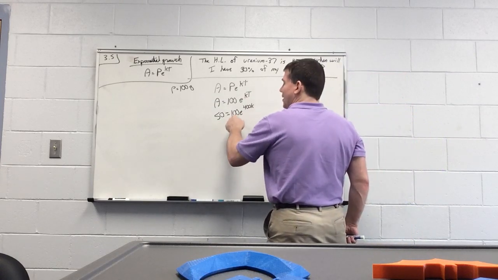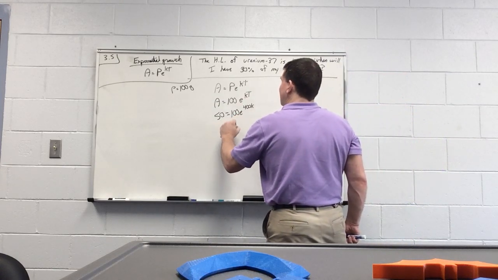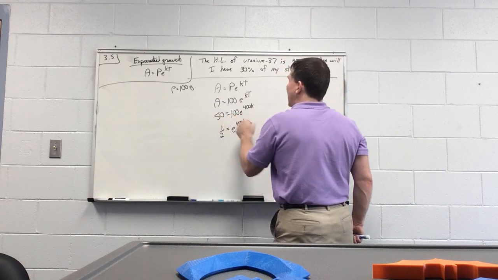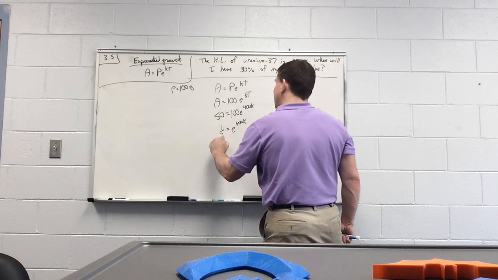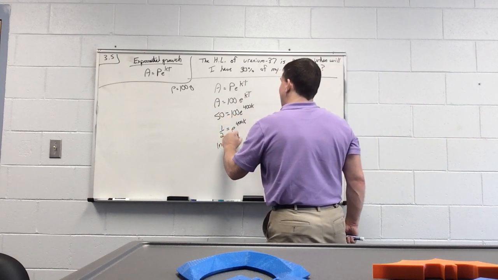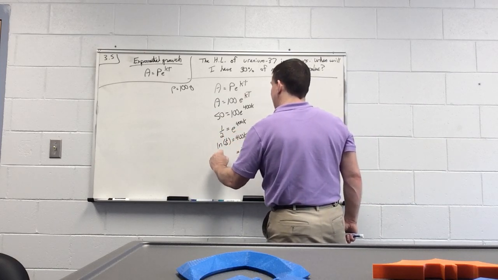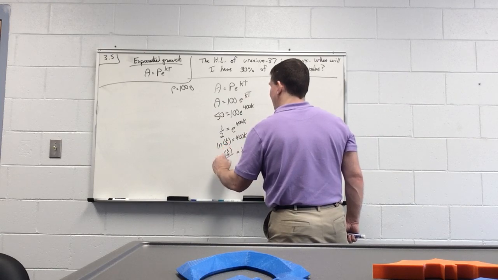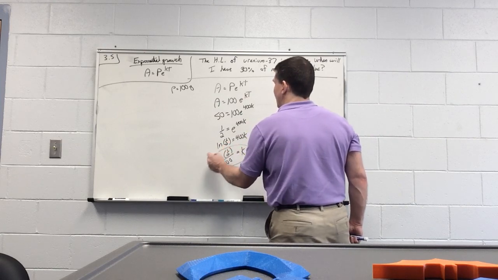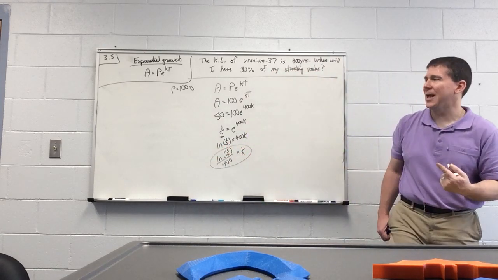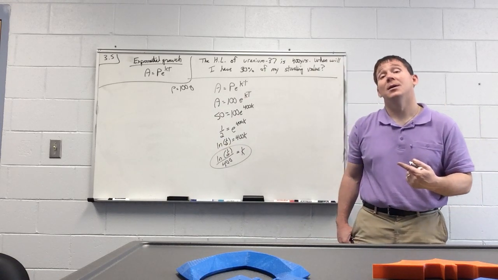I divide the 100. 50 divided by 100 is a half, equals e to the 400k. I take the ln of both sides. ln of a half equals 400k. I divide the 400. K is ln of a half over 400. Assuming it's okay for me to let P be 100.